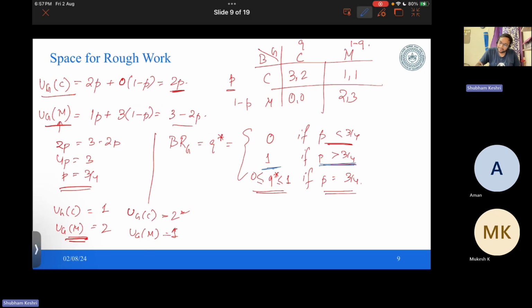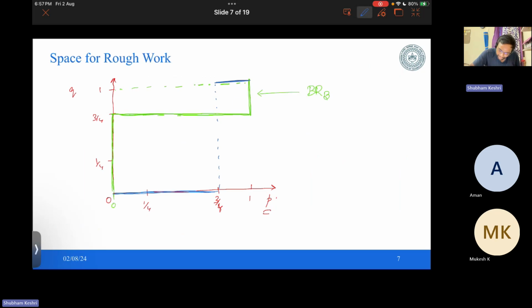And when P is exactly equal to 3 by 4, the girl can play any strategy between 0 and 1. So this will be the line. What is this line? This is actually the best response line of the girl. So you see, we have obtained the best response of the girl and the best response of the boy.